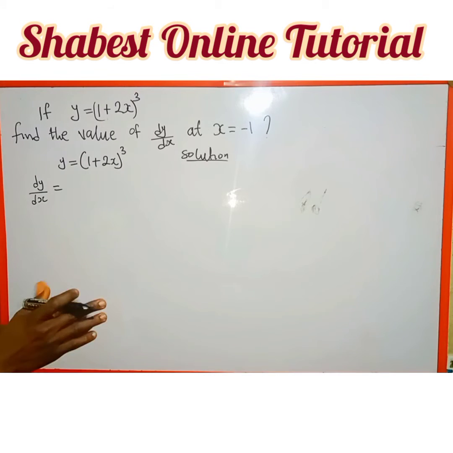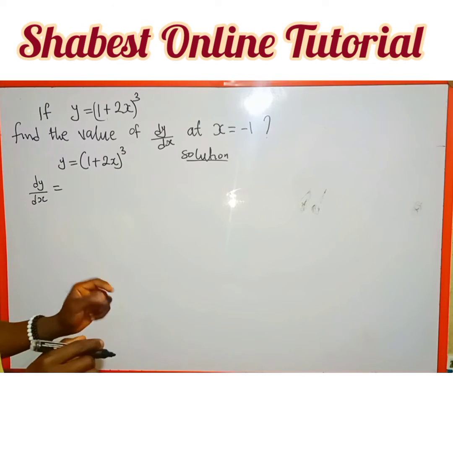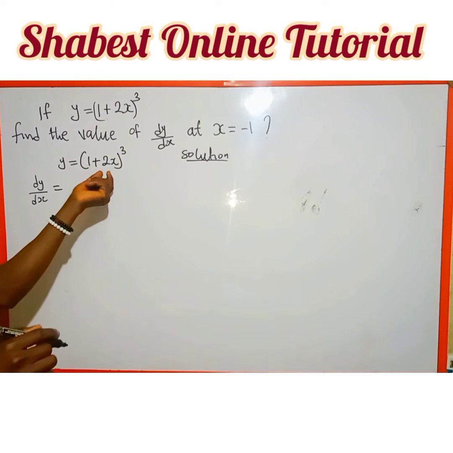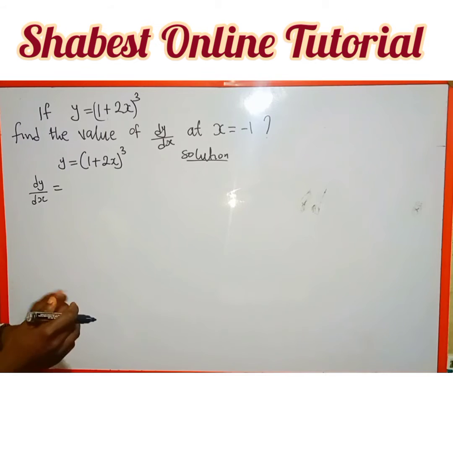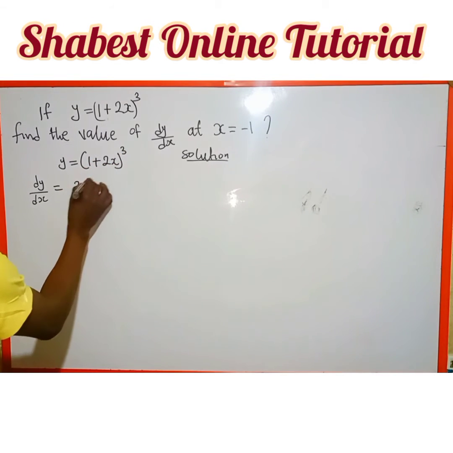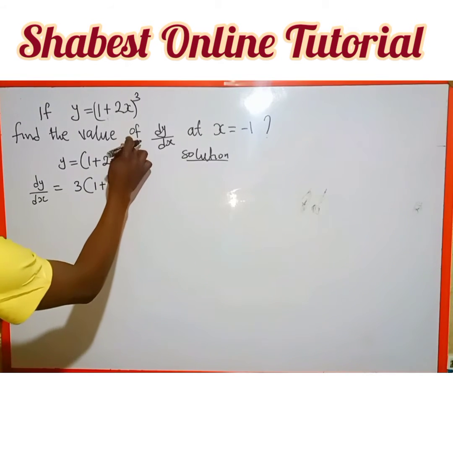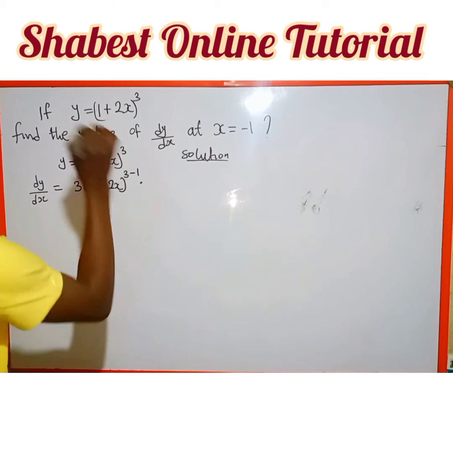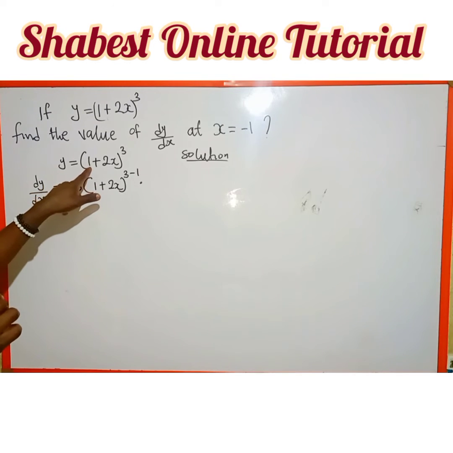But today I'll teach you a very short trick to differentiate this function without the use of a formula. What you will do: this is the power. This power will multiply the bracket, then you differentiate what is inside the bracket, then you take away 1 from the power. So what I mean is, we have 3 into the bracket of 1 plus 2s, then you take away 1 from the power, which is 3 minus 1. Then multiply by the derivative of what is inside the bracket. The derivative of a constant is 0.